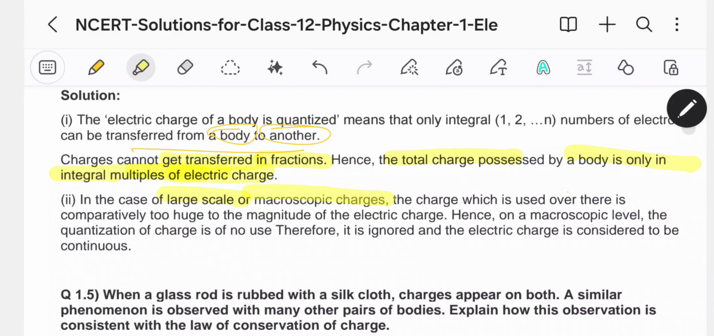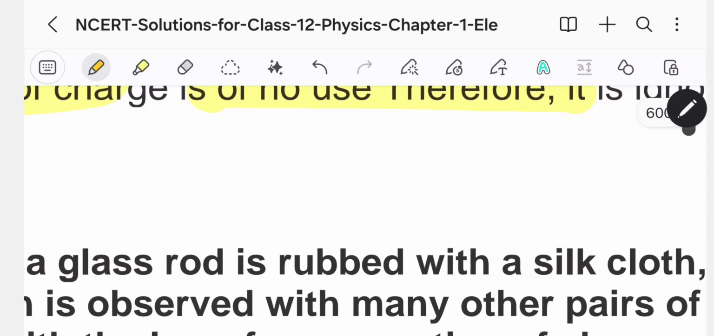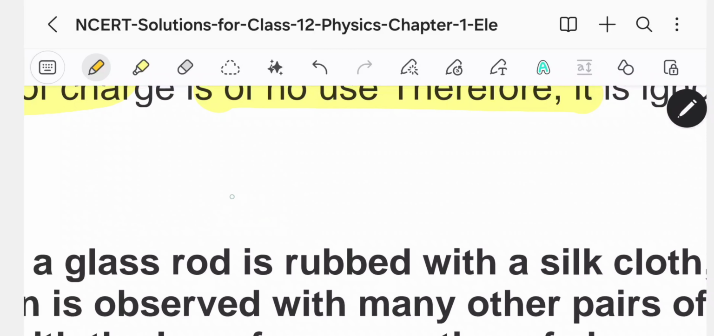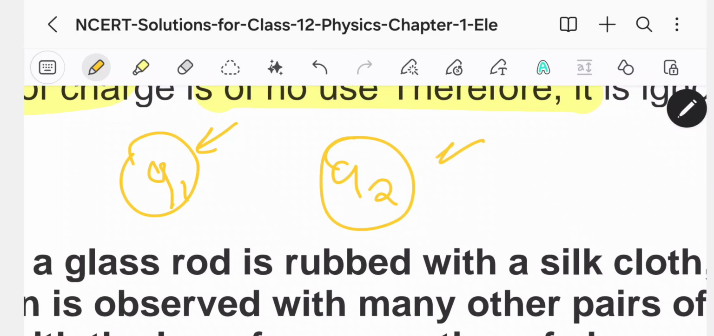In the case of large scale or macroscopic charges, the charge which is used is comparatively too huge compared to the magnitude of the electric charge. That means on the macroscopic level, the quantization of charge is of no use. For example, when you're taking some small microscopic level, that means we're calculating Q1 and Q2, that is a small charge.